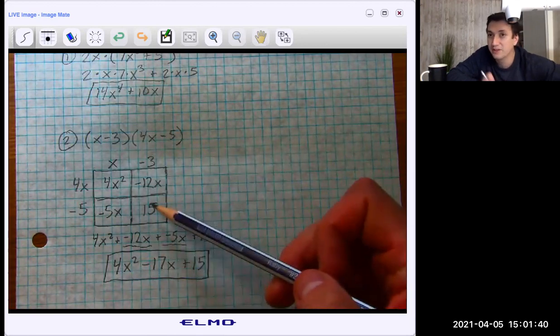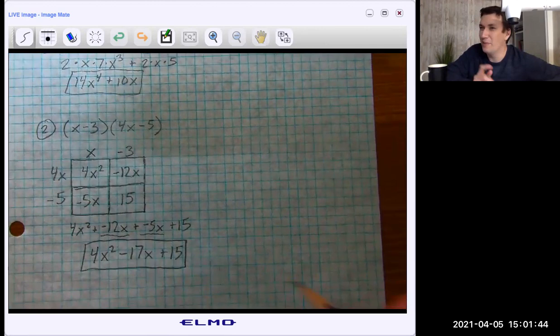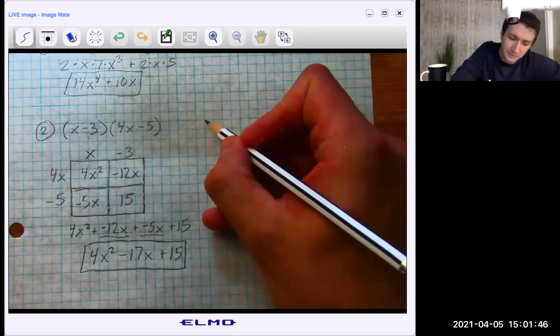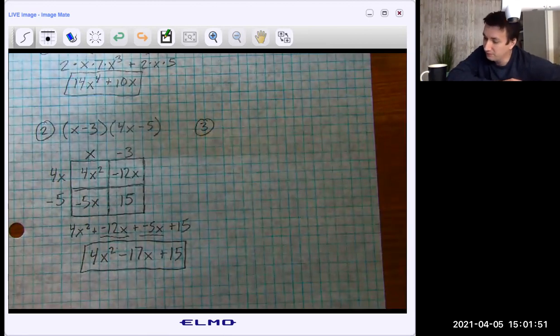So this is a table method. It works every time. It's really good. If I were you, I would use it. Maybe you don't like that method. Let me show you another way, though. And on your homework, you can use either method. We'll call this number 3.